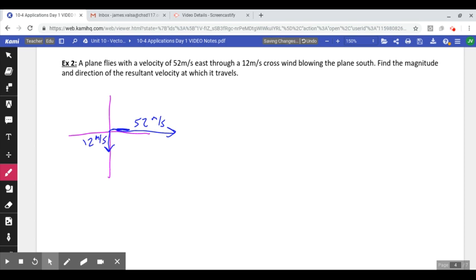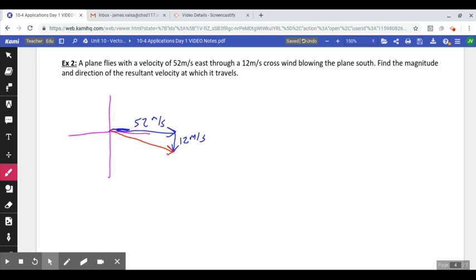Now, this is not really the tip to tail method. So instead, I think what I'm going to do is write that here, where I've got the tip of the last vector and the tail of the next one. And so I'll write my 12 meters per second here. Now, what the airplane's actually going to do, it's not going to go straight east. It's actually going to move a little to the south as it continues to try to fly to the east.